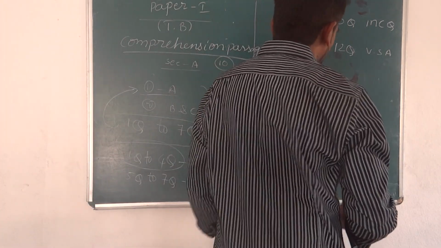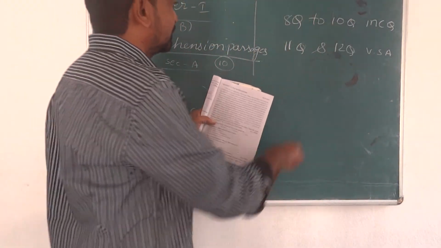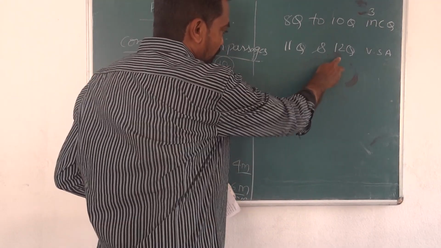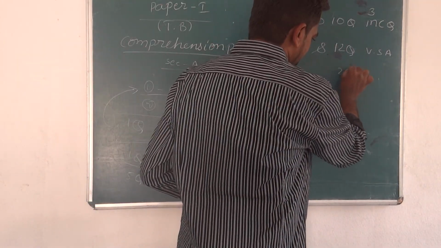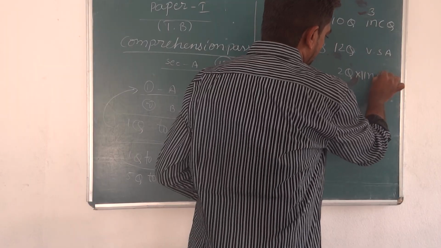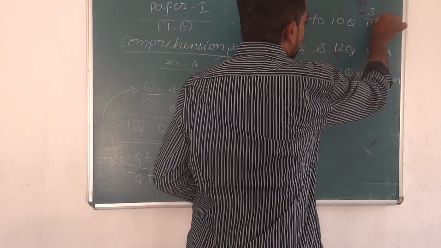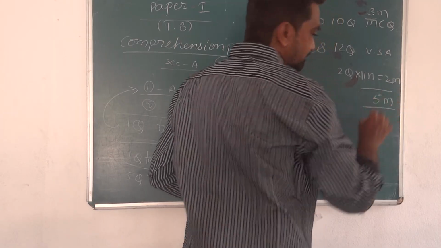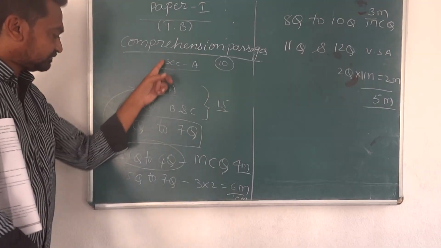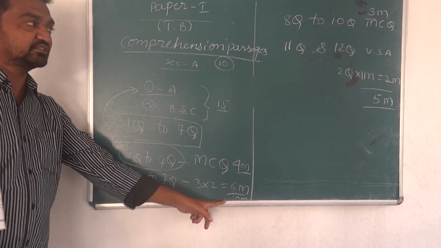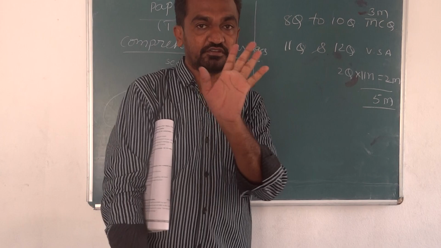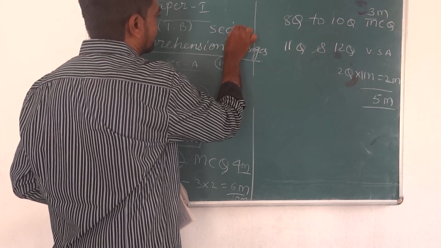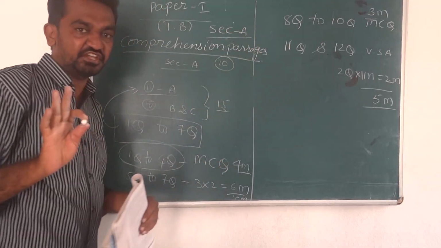Here you can see the first 3 questions carry 3 marks. The 2 questions, each one carries 1 mark, total 2 marks. 3 marks and 2 marks, total 5 marks. How many marks? 5 marks. First passage for 10 marks, second passage for 5 marks, total 15 marks. For what is that? Section A. Have you understood what Section A is?